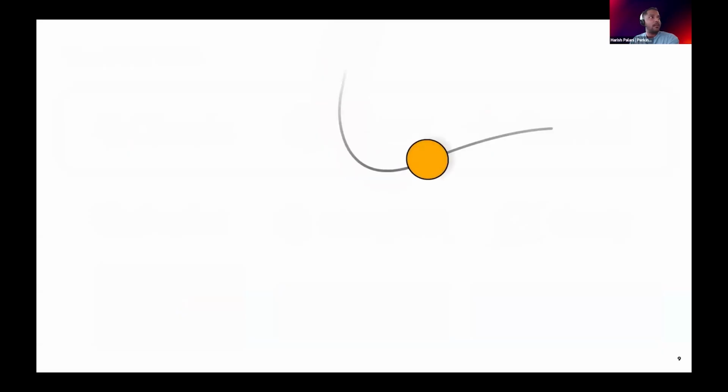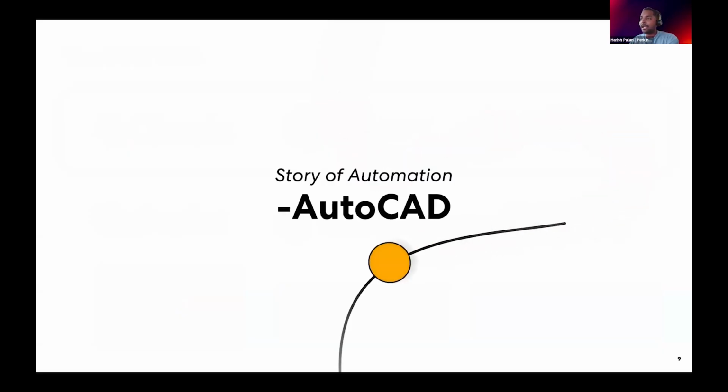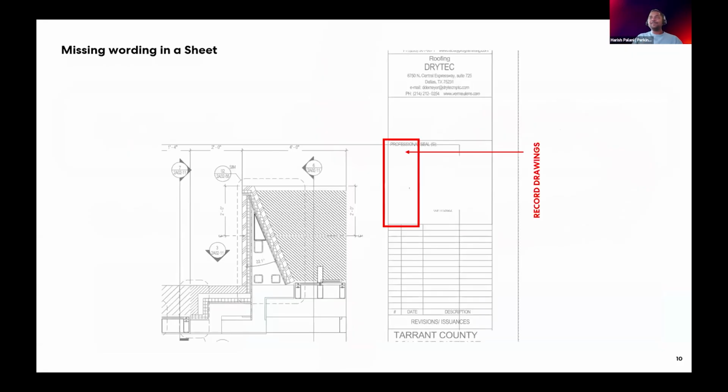So the next one, we're getting into a story. I want to start with a story, and this is a story of AutoCAD automation. While I was working, there was this task that came up. We had a set of AutoCAD drawings which was missing one word in the template. They just wanted to add "record drawings" to a specific location in the template for an AutoCAD drawing, which is a really old drawing. We don't have the Revit file and things like that, but we wanted to add this record drawings term to the template.